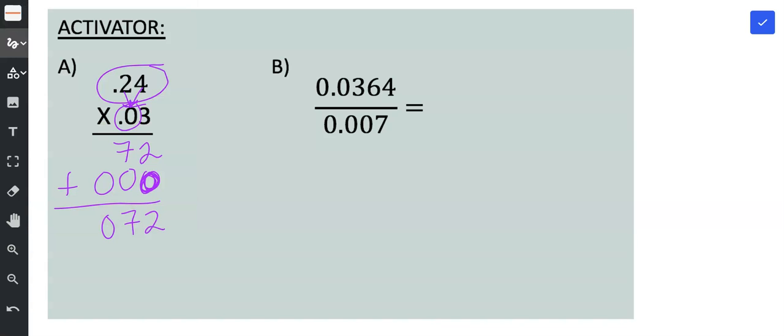Last, we need to count the number of places to the right of the decimal. The number of places to the right of the decimal in 24.00 is 2 places, and the number of places to the right of the decimal in 3.00 is 2 places. And so together that makes 4 decimal places. So we always start the decimal here on the far right side and we move it 1, 2, 3, 4 times to the left. Since we have an extra spot, we need to add a 0.